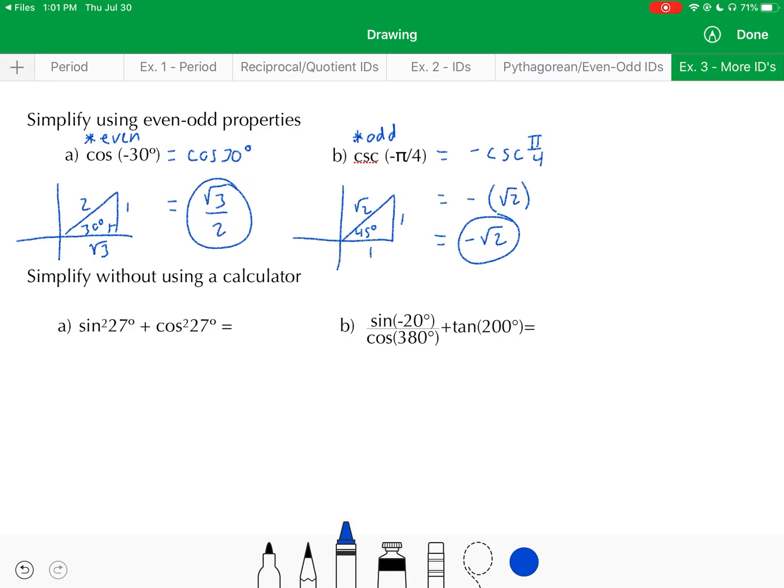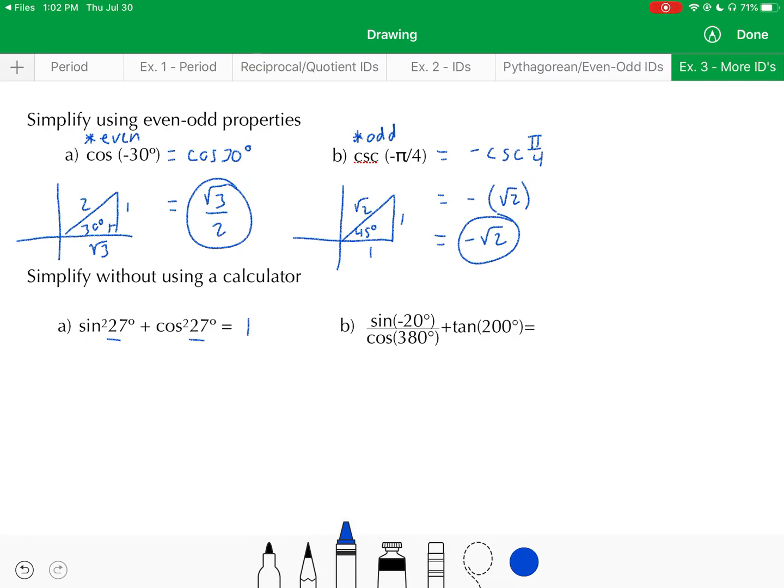Okay. All right, now simplify the last two problems here without using a calculator. I'm taking sine squared of 27 degrees and adding it with cosine of 27 degrees squared, okay? So sine squared of 27 degrees plus cosine squared of 27 degrees. Use a Pythagorean identity, that automatically equals 1. You have to make sure that those angle measures are the same, though, in order to use that identity.